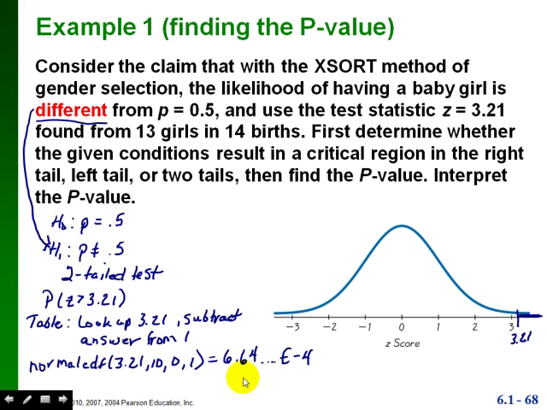Now what that means on your calculator, if you're not used to this, is it's using scientific notation. So this is like saying 6.64 times 10 to the negative 4th. And remember, 10 to the negative 4th tells you to take your decimal place to the left 4 places. So that would be 0.0000664 would be your answer for your probability there. And if you use the table, you would have come up with 0.0007.